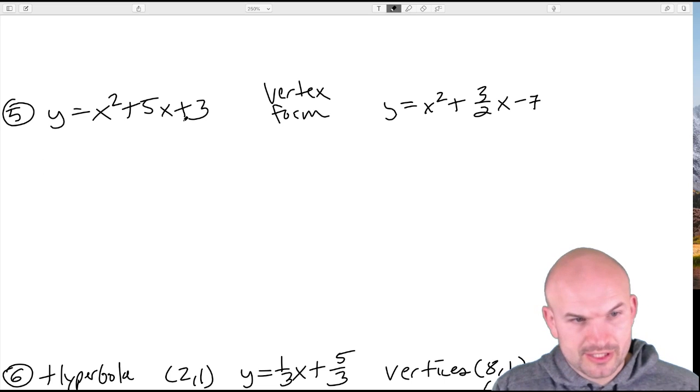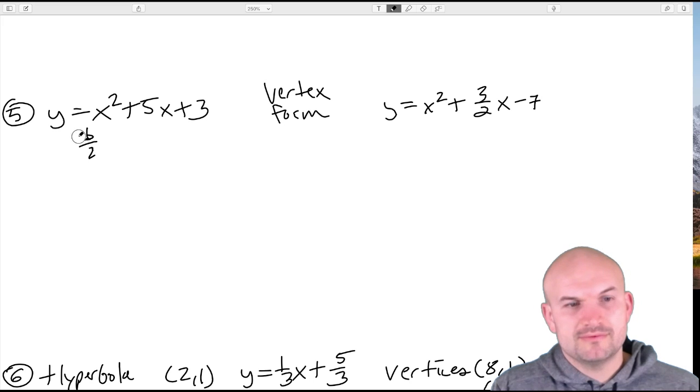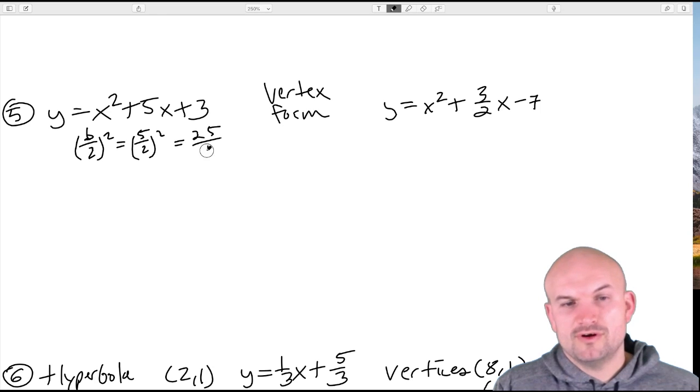So first thing you're going to want to do is find b divided by 2 and square it. In that case, that's going to be 5 divided by 2 squared, which in this case is 25 over 4.